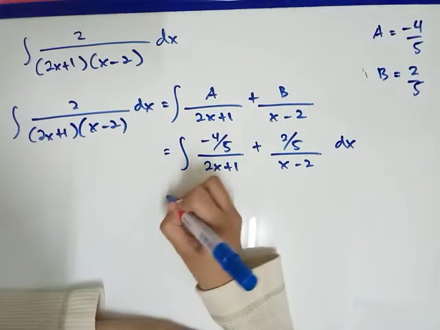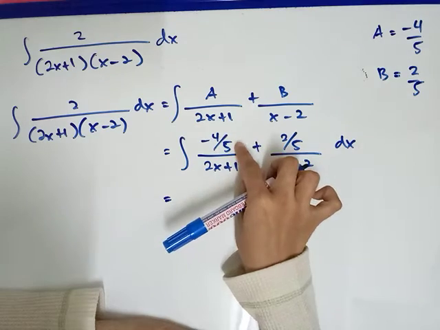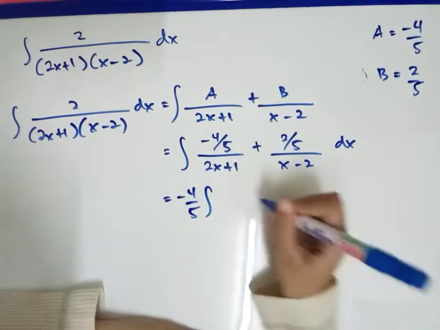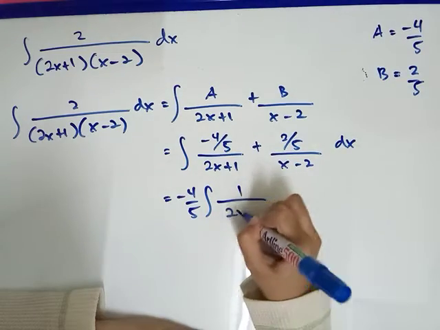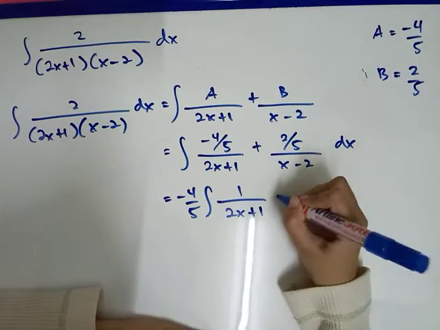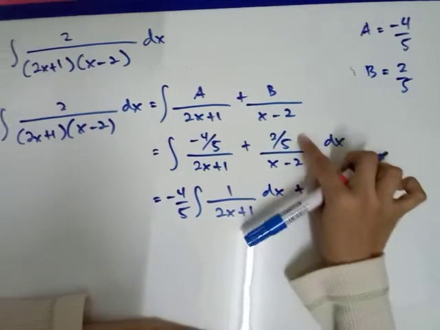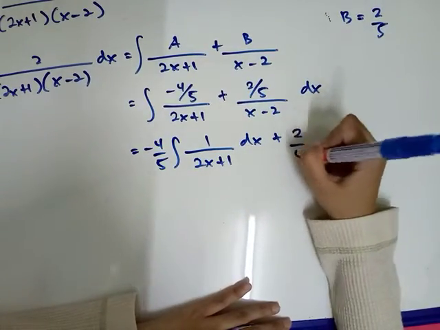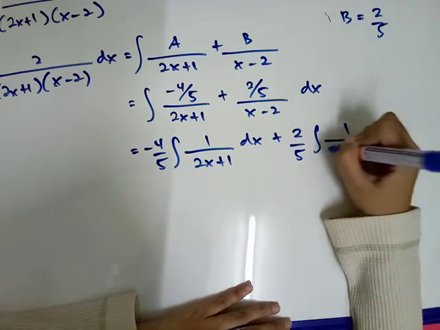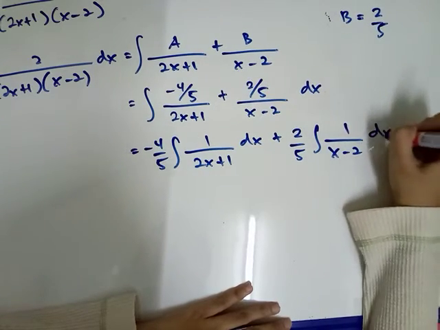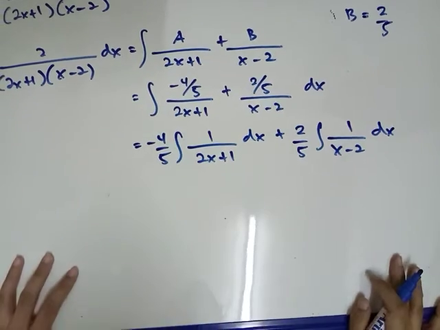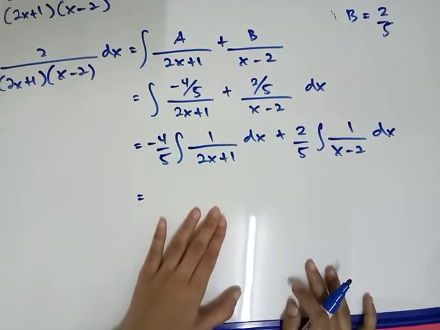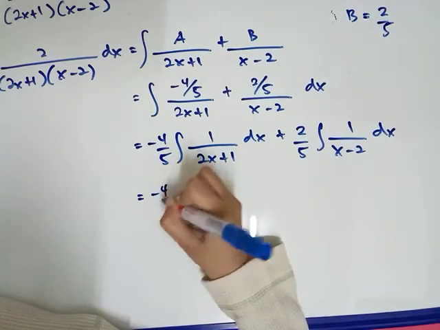Okay, and then negative 4 over 5 is a constant number, so take out the constant number. 1 over 2x plus 1 dx, plus 2 over 5, it is a constant number, take out the constant number. Integrate 1 over x minus 2 dx. And then you can integrate.